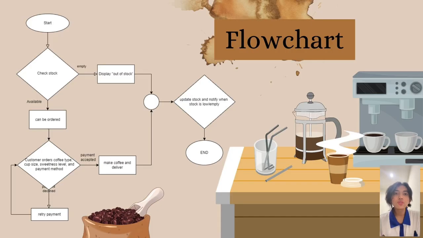So for our flowchart, it's actually pretty simple. We first start, and the next is a decision-making step, which is checking stock. If it's available, it can be ordered. If it is empty, then it will display as out of stock.